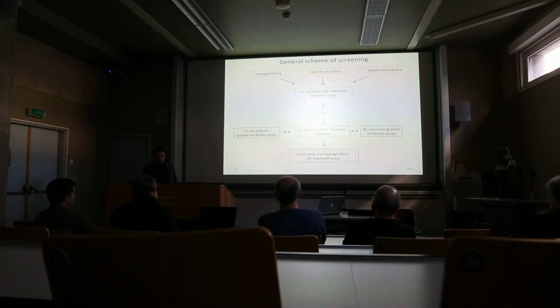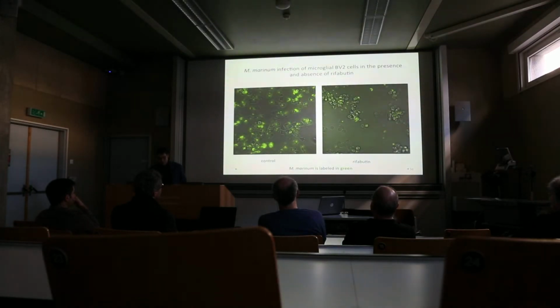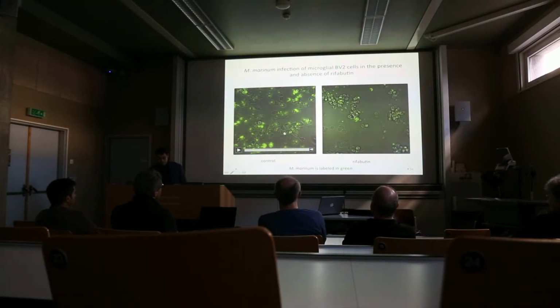And in order to monitor the activity in these macrophages, we use high content microscopy. So you can see it here. There is a scheme of the 96 well plate. We monitor the changes of fluorescence in each well. So the green represents the bacteria. You also can see some of the cells here. So I will show you the activities that we observe.